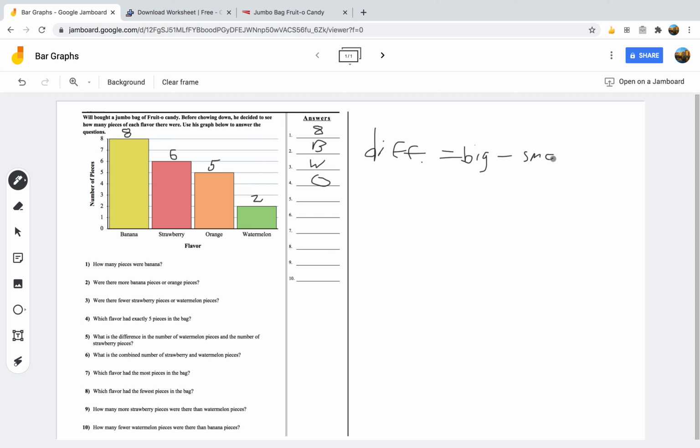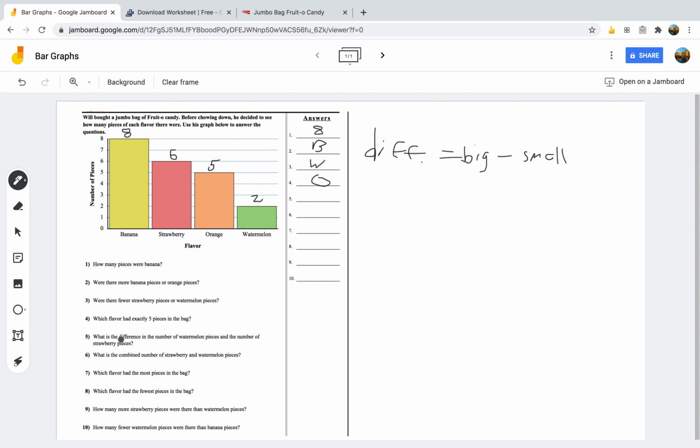The reason why that works is difference is basically the result of a subtraction. When you subtract two numbers, you get a difference. And the reason why we do big minus small is because we don't want any negative numbers, because difference is always positive. It's like the number of numbers in between the big number and the small number. All right, and you'll see what I mean in a sec.